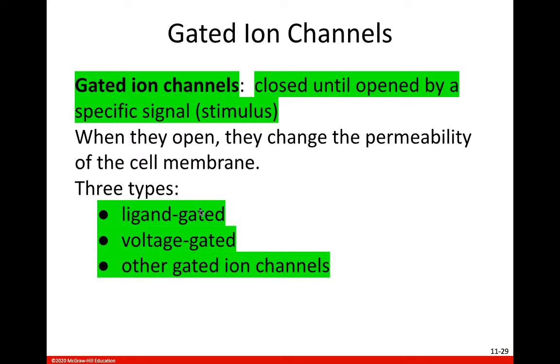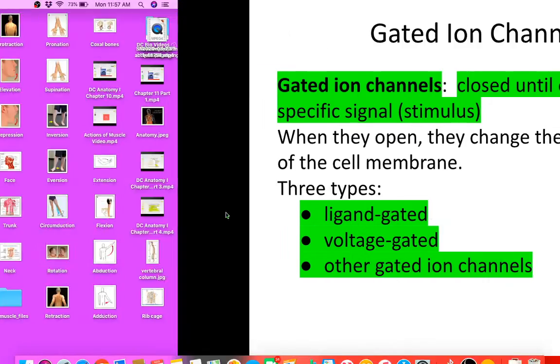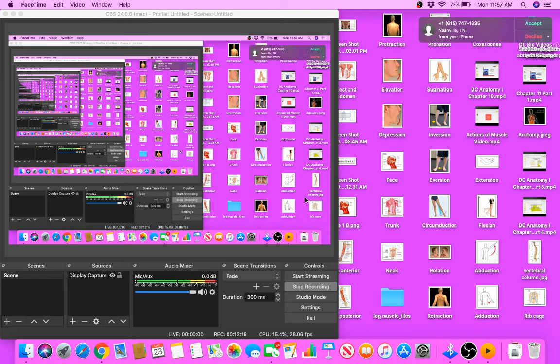If a neurotransmitter binds and some ligand gated sodium ion channels open, it lets some sodium in, but if that is not enough for us to reach negative 55, then nothing happens.